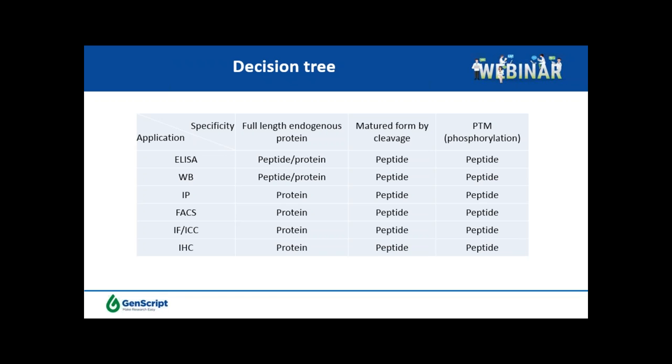For the detection of post-translational modification, a specific modification site limits the choice of antigen. Therefore, peptide is the recommended option as previously discussed.